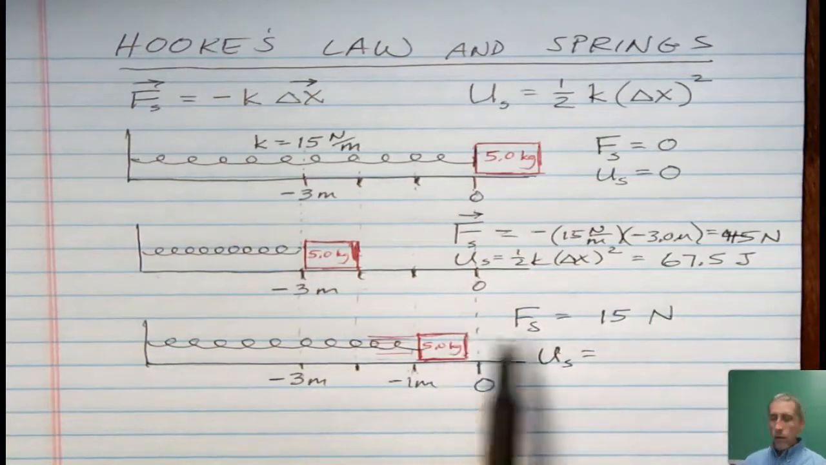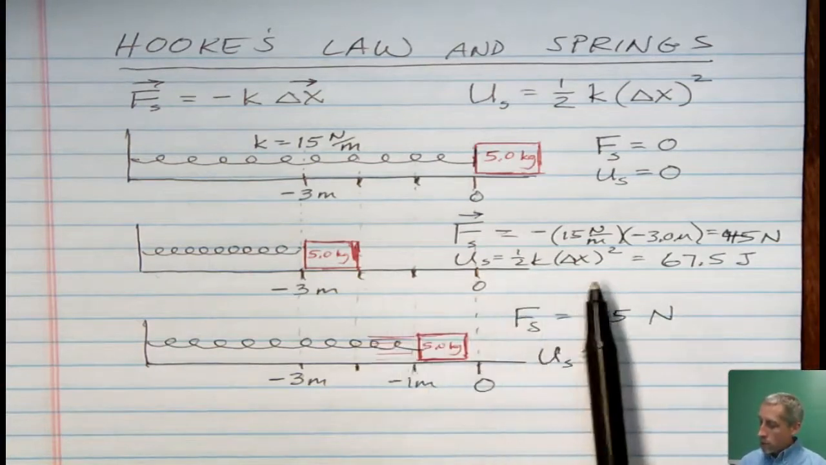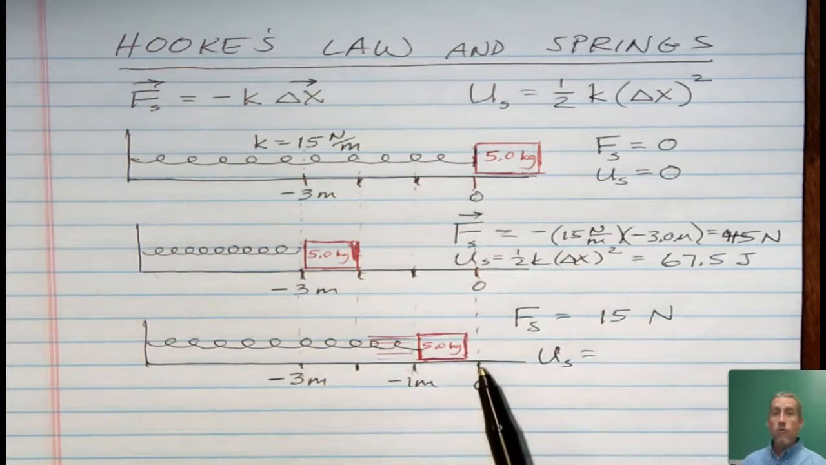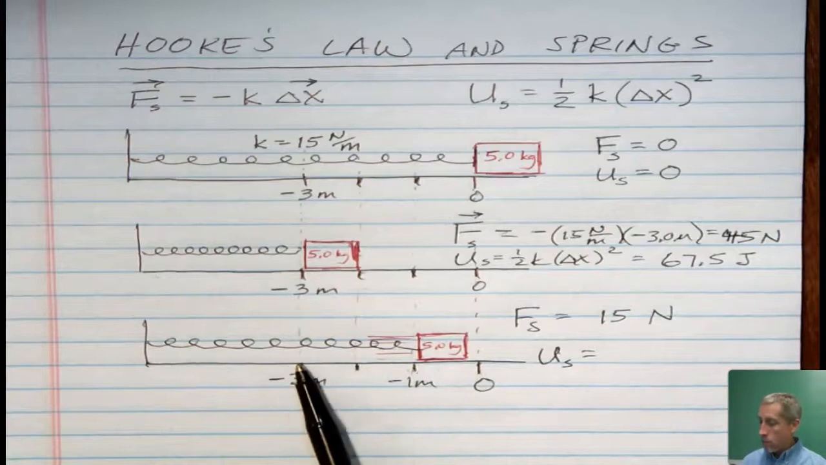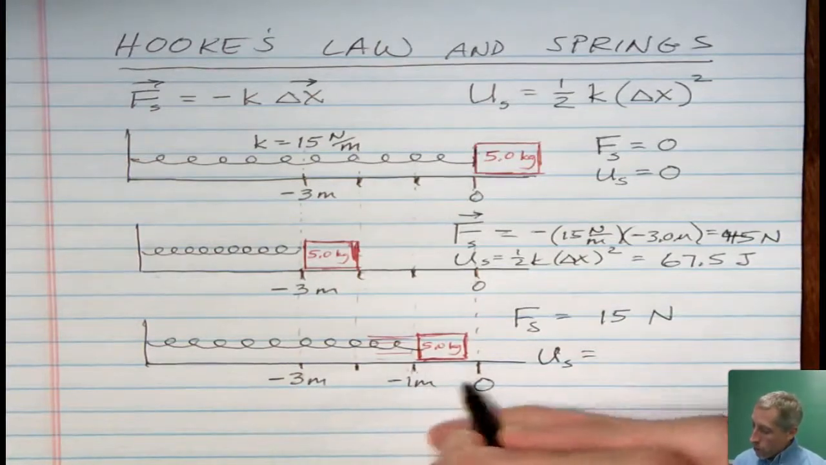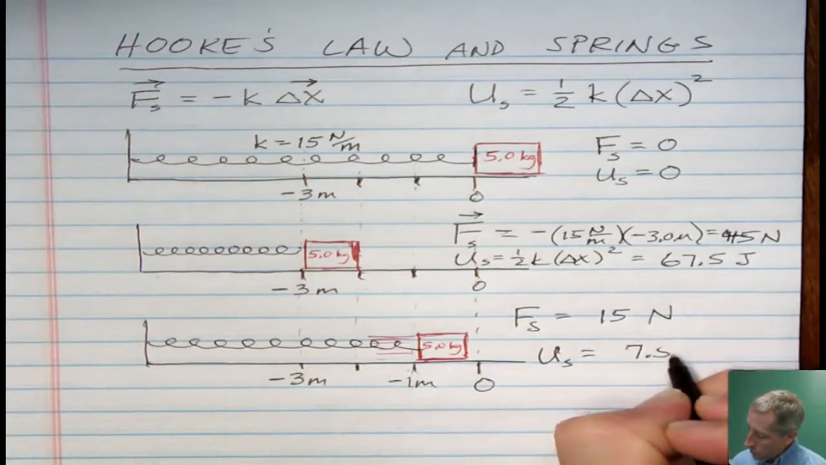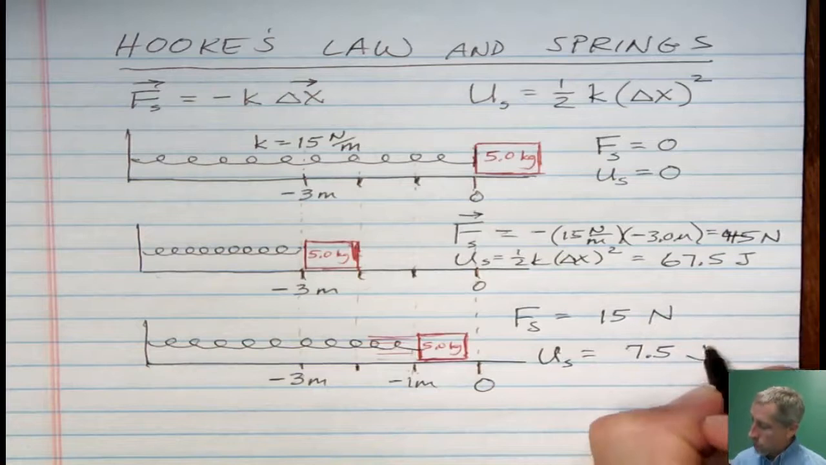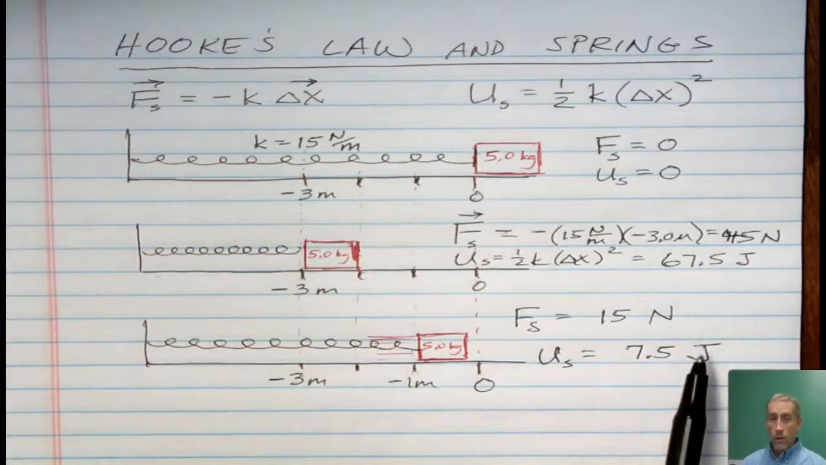So here's again another mistake students make: the delta X is how far it is from its relaxed state. It's 1 meter from its relaxed state. We would not use the 2 meters that it has moved from here to here. So when I plug in 1/2 kx squared, I get only 7.5 joules. That's a very tiny fraction, in fact roughly about 1/10 or so of the energy that I had stored when I had moved it just 3 times as far.